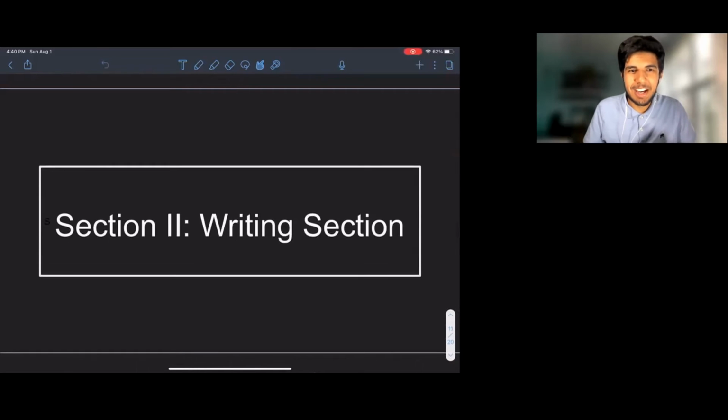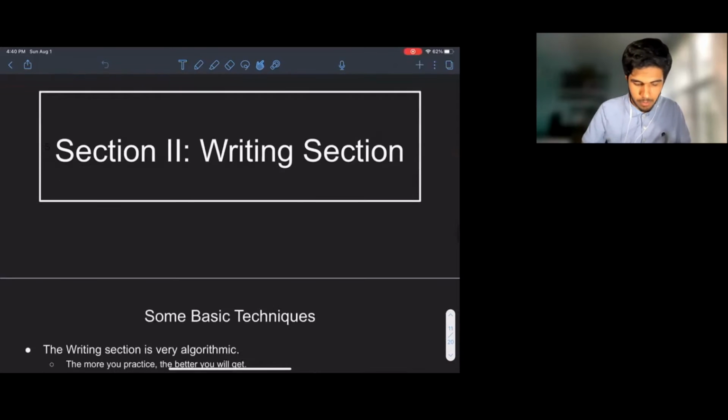Great, so that was the first section. Now we'll move on to the writing section. I promise the last few sections will not be as in-depth as the reading section. There was a lot of information given to you. These sections, a little less information.